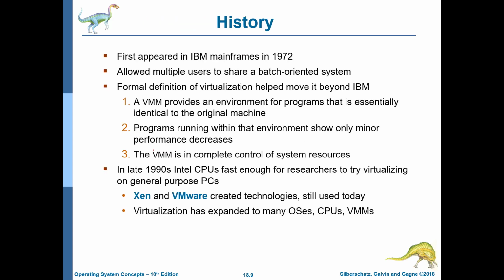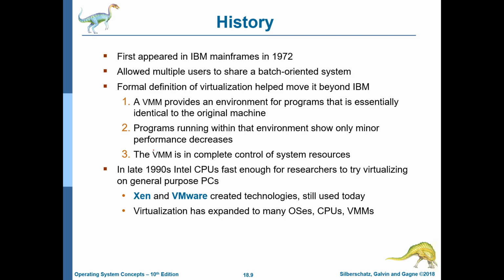So we look at the history. The first instances of the use of virtualization were in 1972 when it started appearing in IBM mainframes. It allowed multiple users to share a batch-oriented system, and then gradually it moved beyond IBM to other companies.